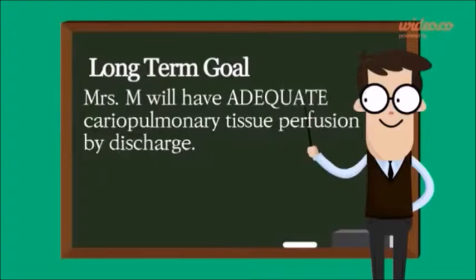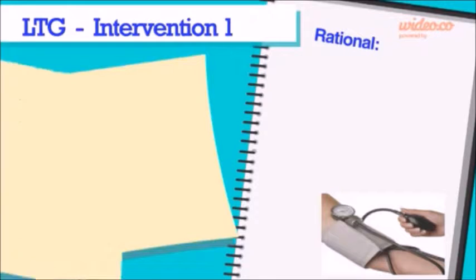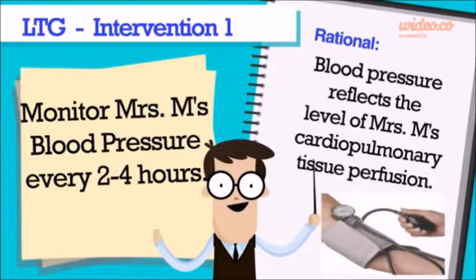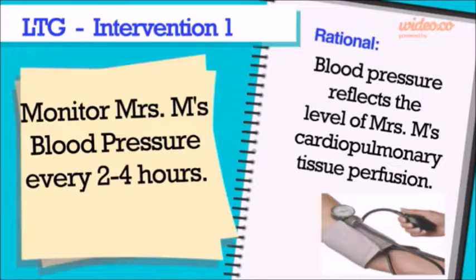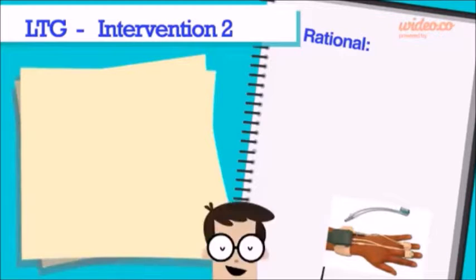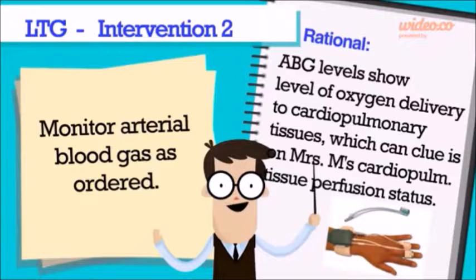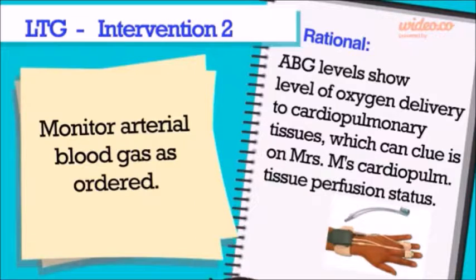The long-term goal for Mrs. M will be to have adequate cardiopulmonary tissue perfusion by discharge. Our long-term goal intervention 1 is to monitor Mrs. M's blood pressure every 2 to 4 hours. The reason for that is that the blood pressure reflects the level of cardiopulmonary tissue perfusion. Intervention 2 is to monitor arterial blood gas as ordered, because the ABG levels show level of oxygen delivery to cardiopulmonary tissues, which can clue us in on what Mrs. M's cardiopulmonary perfusion status is.